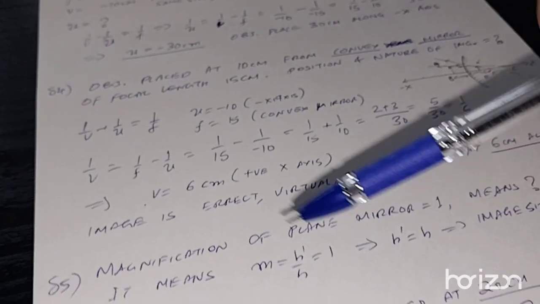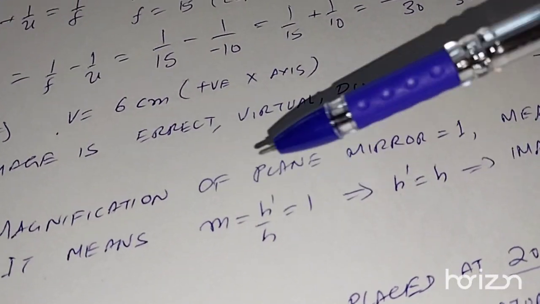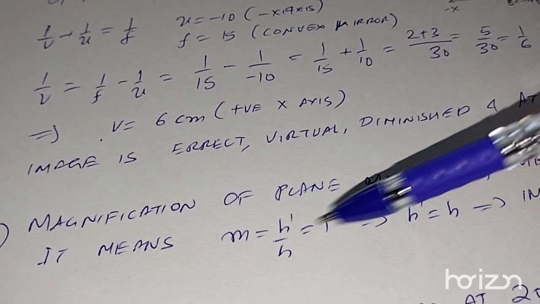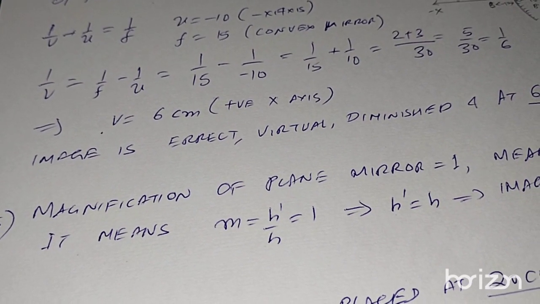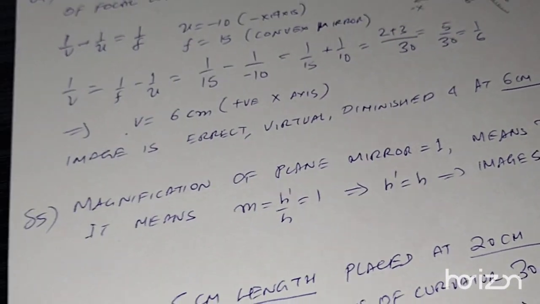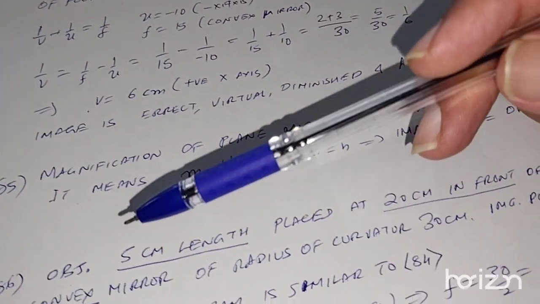Next question. Magnification of mirror is equal to 1 means what? See, magnification of mirror, m is equal to h dash by h is equal to 1, means h dash is equal to h, which means image size is equal to object size. So when a mirror produces an image size which is same as object size, we can say that magnification is 1. That's all. Next question.